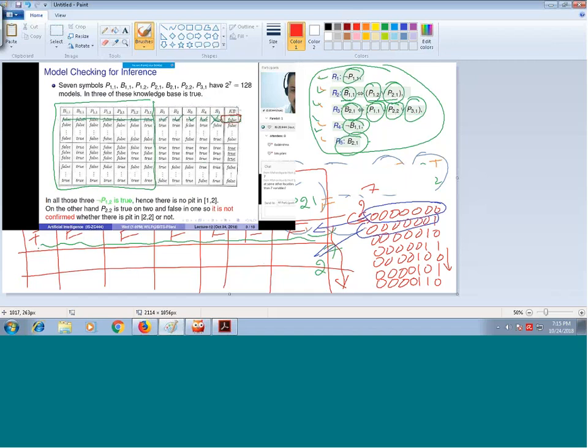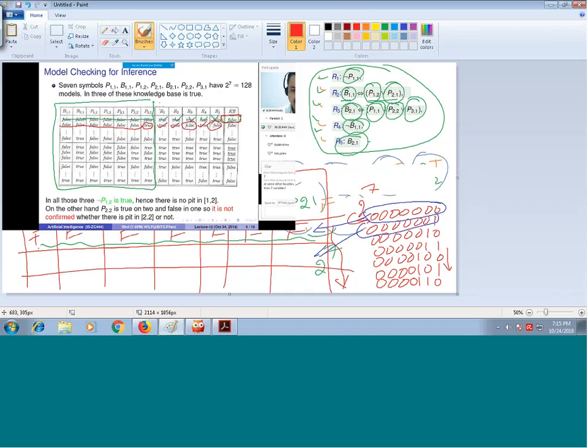Can you see this? Can you understand this part? I think it should not be difficult. Similarly, the second assignment where false, false, false, and at this position there is true. You see that R1 is true, R2 is true, but R3 is false. R4 is true, and R5 is also false.